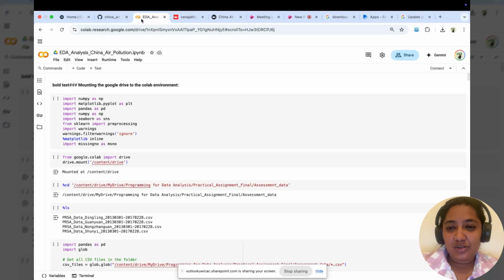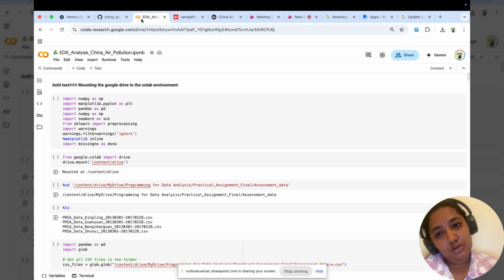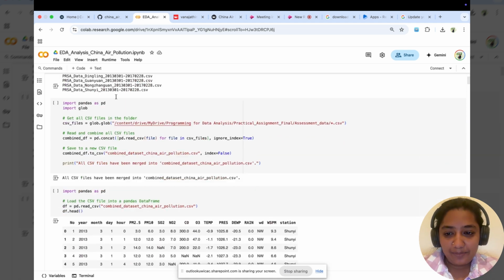Hi, I'm Vanaja Tirchelvam, and I'm here to demonstrate the application which was given by the module called Programming for Data Analysis. So this is the Google Colab.